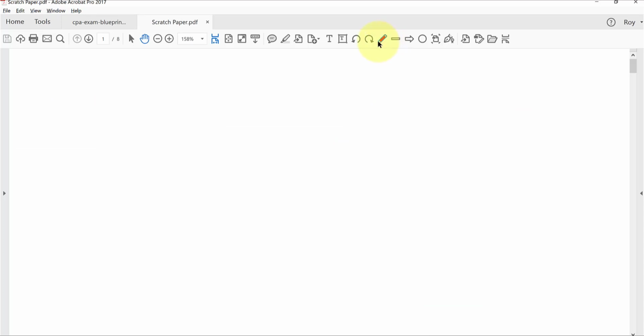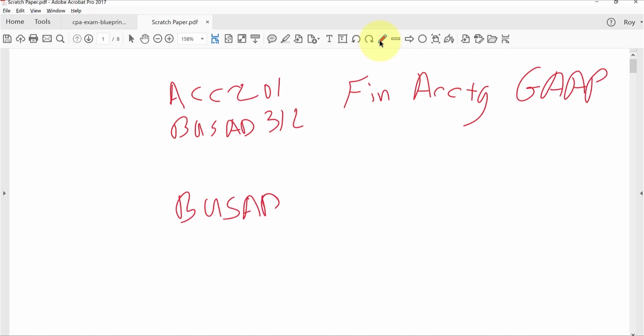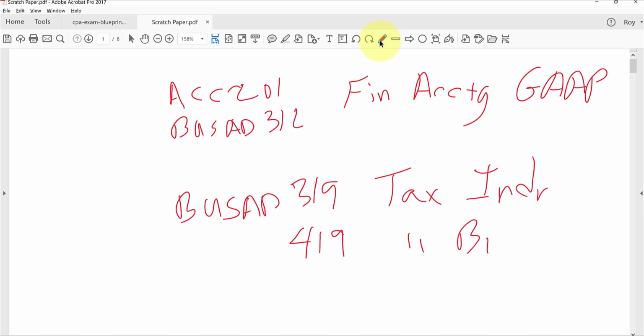In past accounting classes you've taken, like Accounting 201, let's see, the Business Administration 312, what you had learned was financial accounting, rules regarding GAAP, generally accepted accounting principles. Then you've probably taken Business Administration 319, where you learn tax rules, generally for individuals like you and me. Or now, in our class, 419, where we're learning tax rules for business, and specifically in this chapter for corporations, and in a future chapter for partnerships.